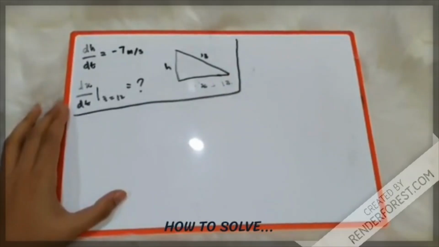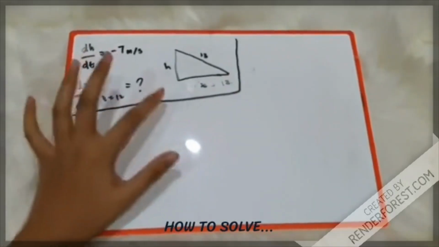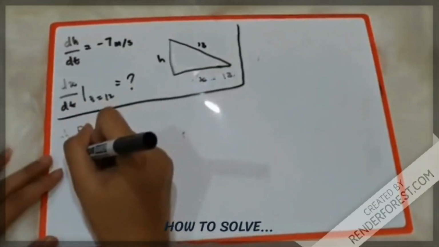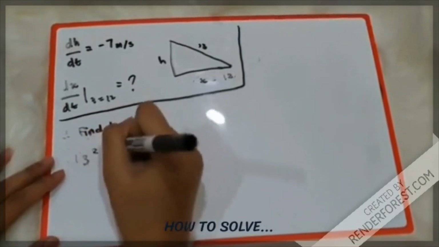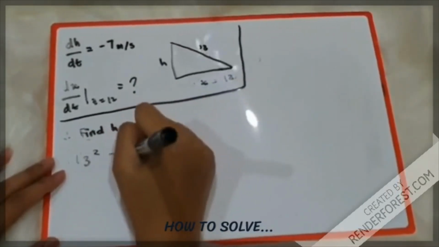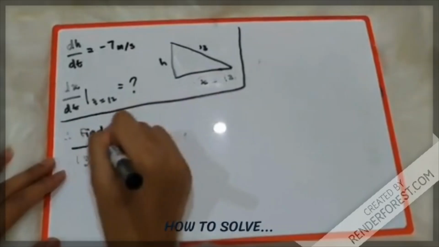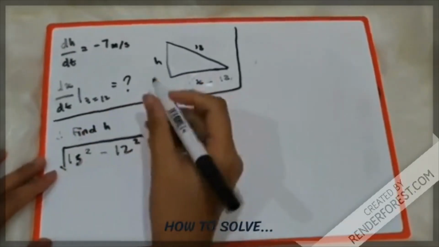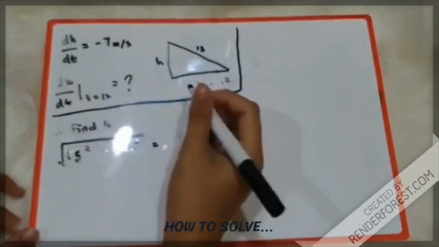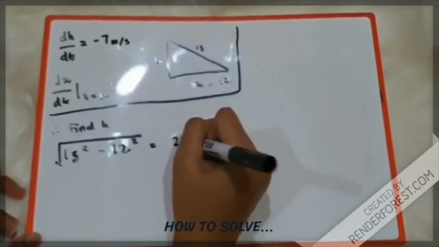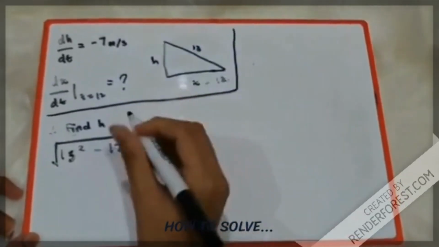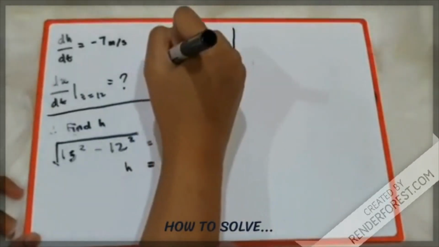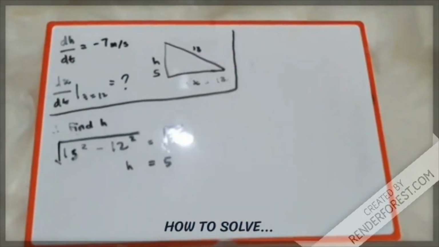Okay, so first of all, we need to find h. To find h, we can use Pythagoras theorem. So 30 squared minus 12 squared equals 756... so h is 5. So right now we know the value of h.